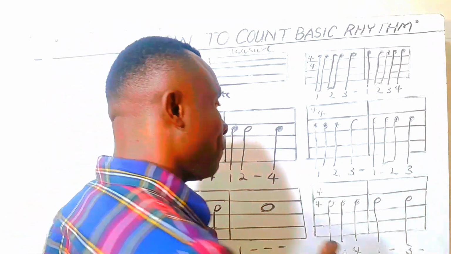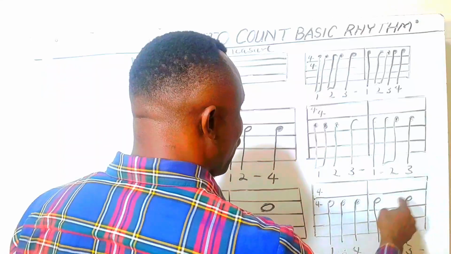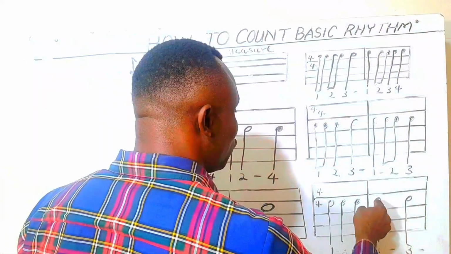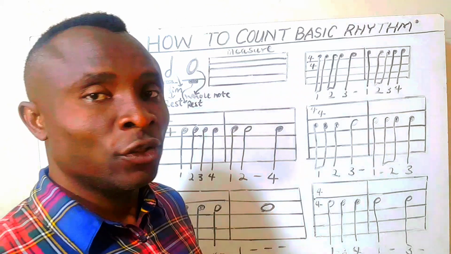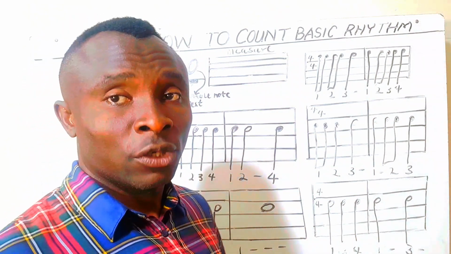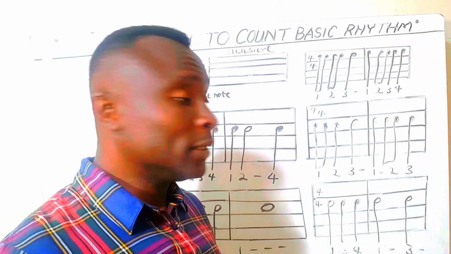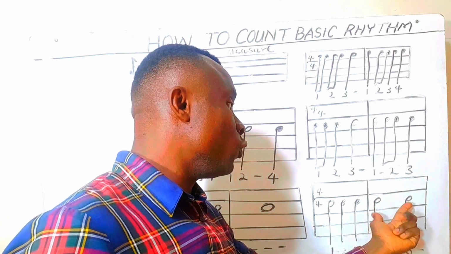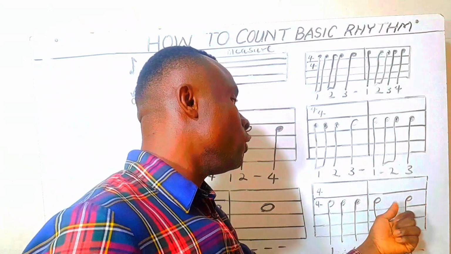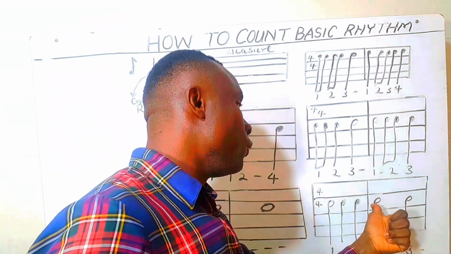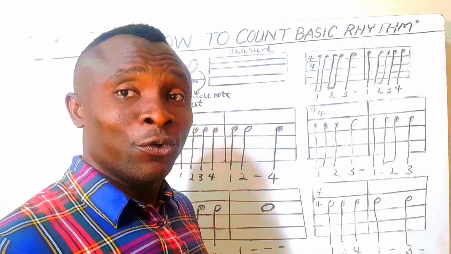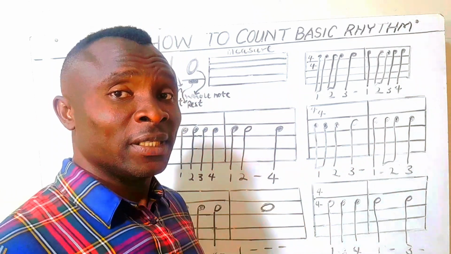So let's go. 1, 2, 3, 4. 1, 2, 3, 4. That is just it. Now, if you want to attach solfa notes to them, we're going to use the note of do. It will go like this: do, do, do, do. It's giving you 4 because each of the notes has 2 beats.